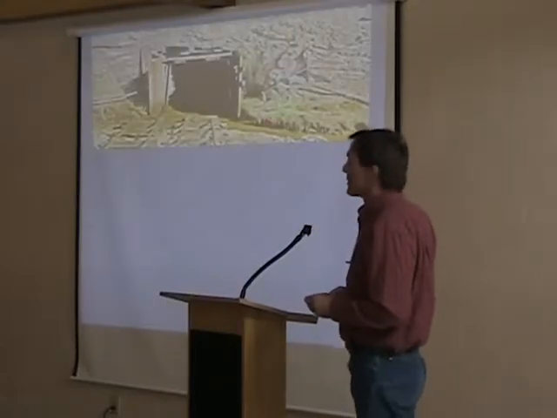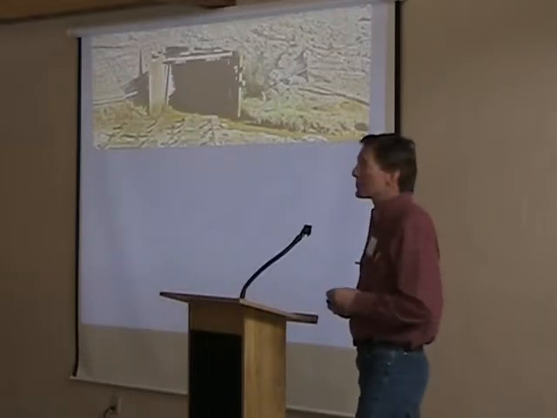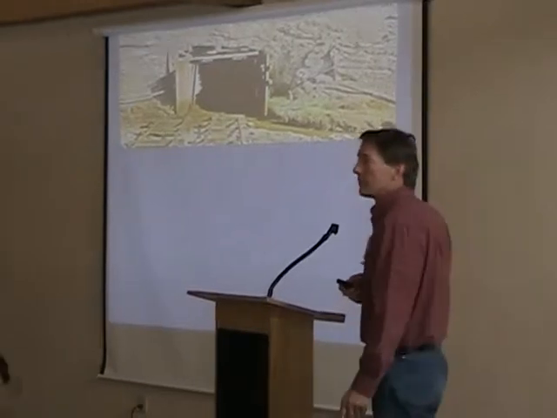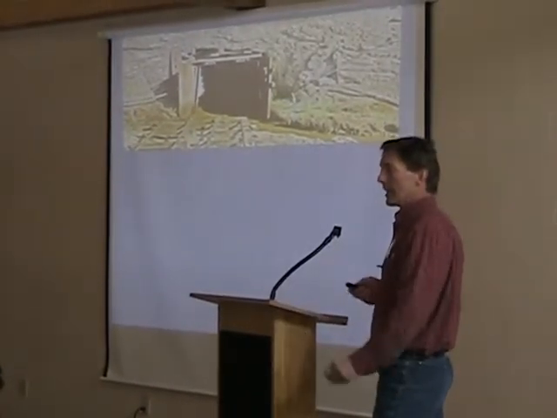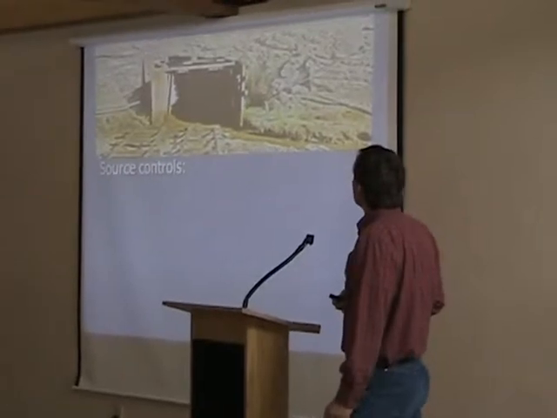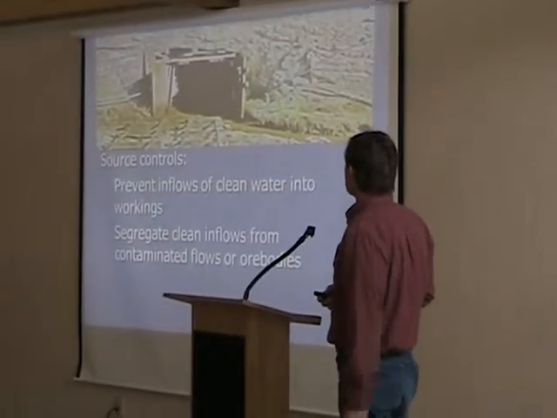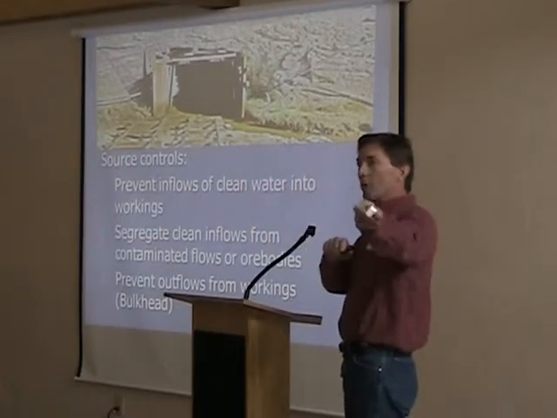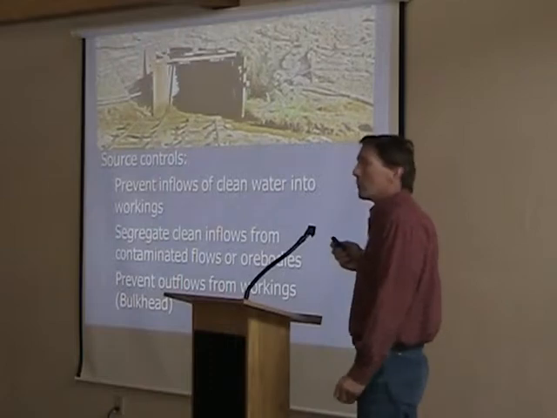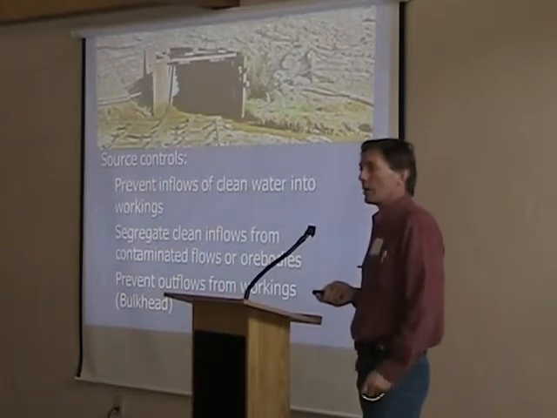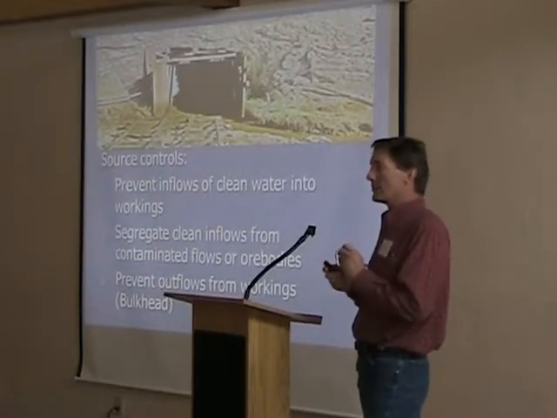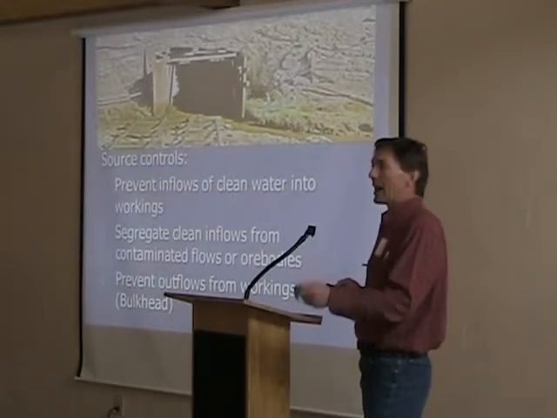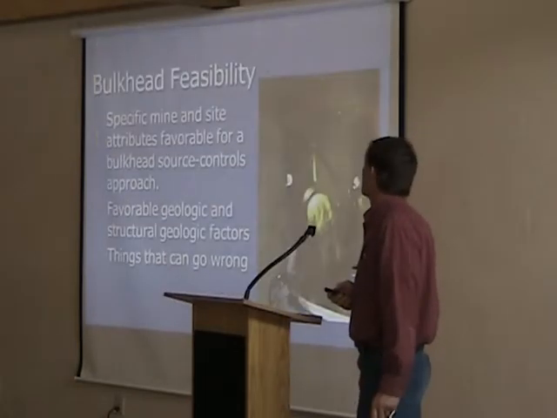So what we have to do is change our focus, instead of always an end-of-the-pipe treatment, to what we can do to eliminate or minimize the acid rock formation going on that we saw from the chemistry and the geology underground. Source controls come in several types. As I said, we can segregate clean flows, we can prevent water from running down big stopes and openings into the mine workings, and we can also try to prevent outflows from the workings, so we can minimize the amount of water that we have to treat, or hopefully eliminate all of it. And that's where the bulkhead comes in. It's an outflow control type of approach.